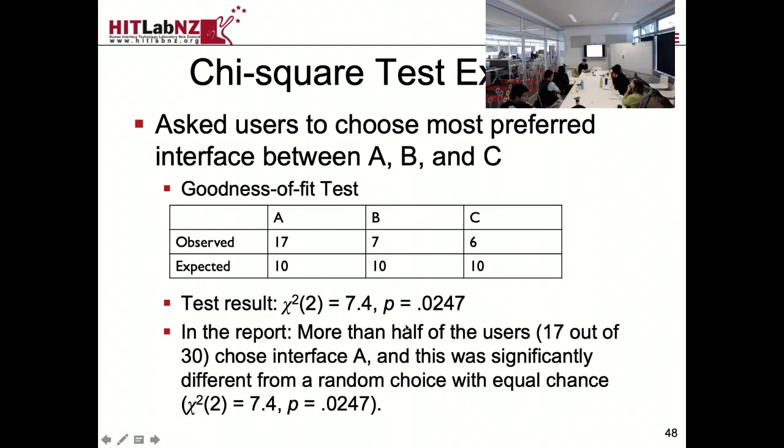Usually we can represent the data this way. So maybe in the report, you can talk about this one. So finally, the chi-square was 7.4, and the p-value was less than 0.0247. Normally, we just round to two digits around here.